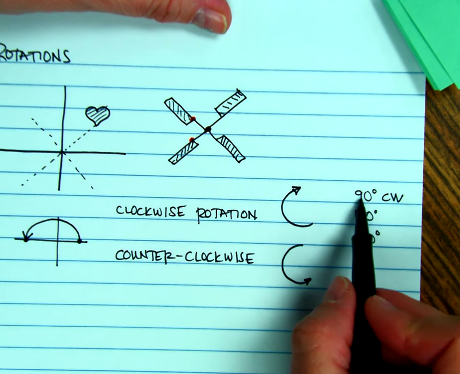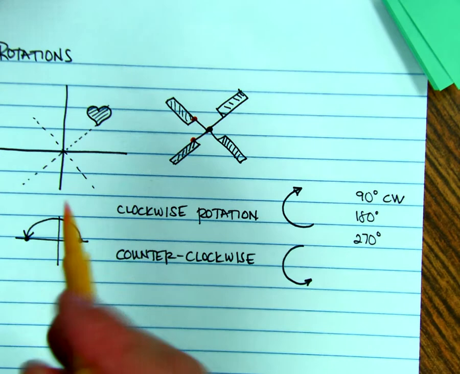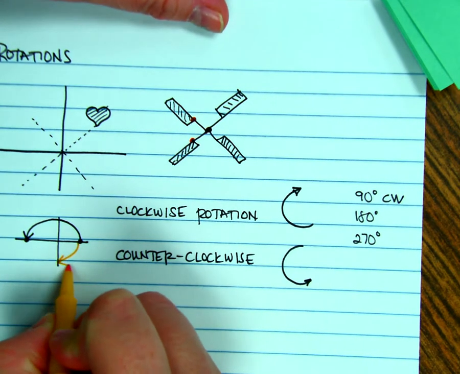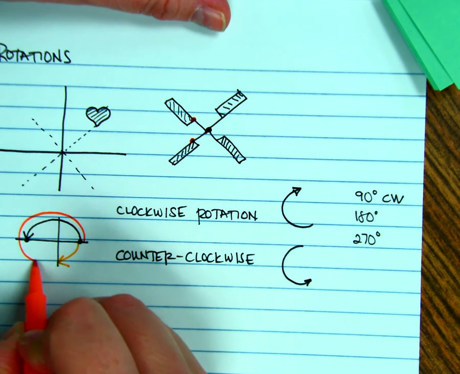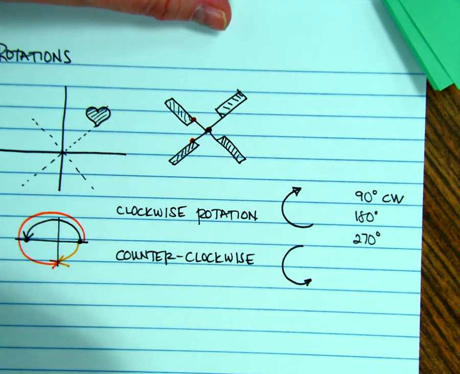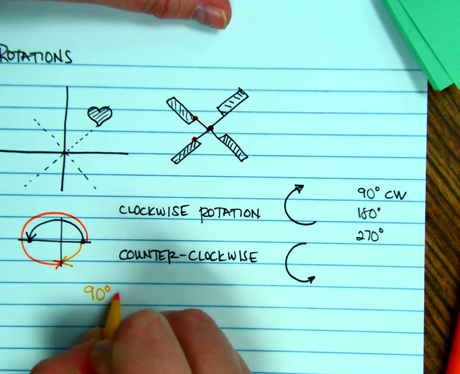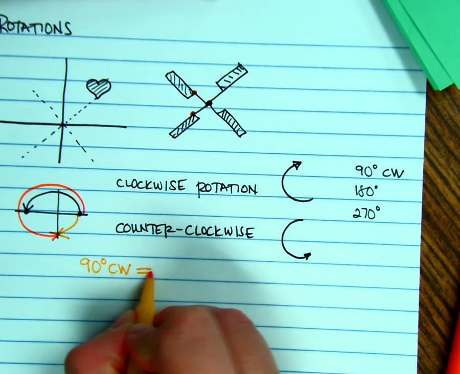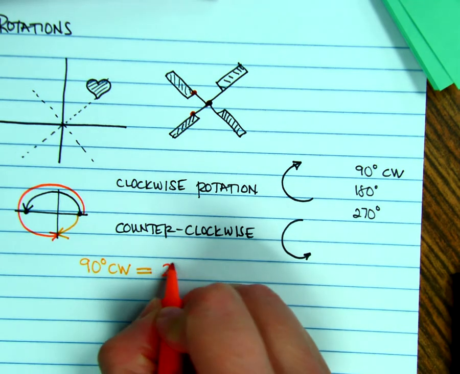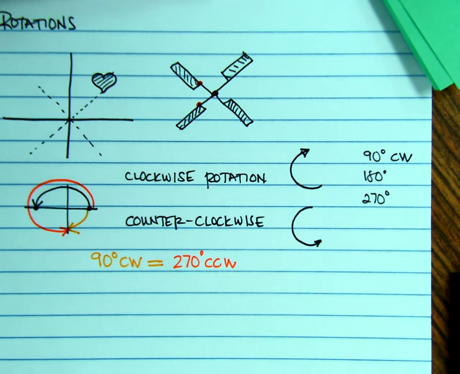So you need to know that 90 degrees clockwise, so 90 degrees in the direction of a clock, would be here. And that is the same as 270 degrees counterclockwise. So let me say that again. 90 degrees clockwise, which is the yellow, is the same thing as 270 degrees counterclockwise. Okay, so those are just the basics of rotations.